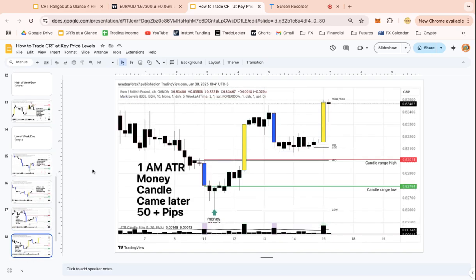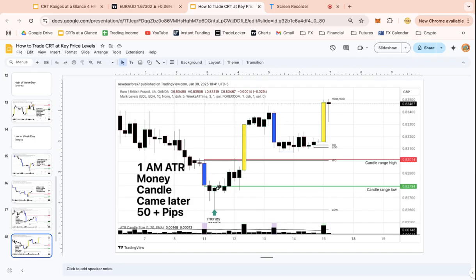Next long example, this is euro pound. We have a money candle here at 1 a.m. While price did break out of the range a little bit, it didn't do it too much. When I measured this, it was only 1 or 2 pips. If price closes below the range by 1 or 2 pips, that's not a big deal. This range is still good to go up. So the money candle made the low of the week here, had a couple of strikes, and then price took off.